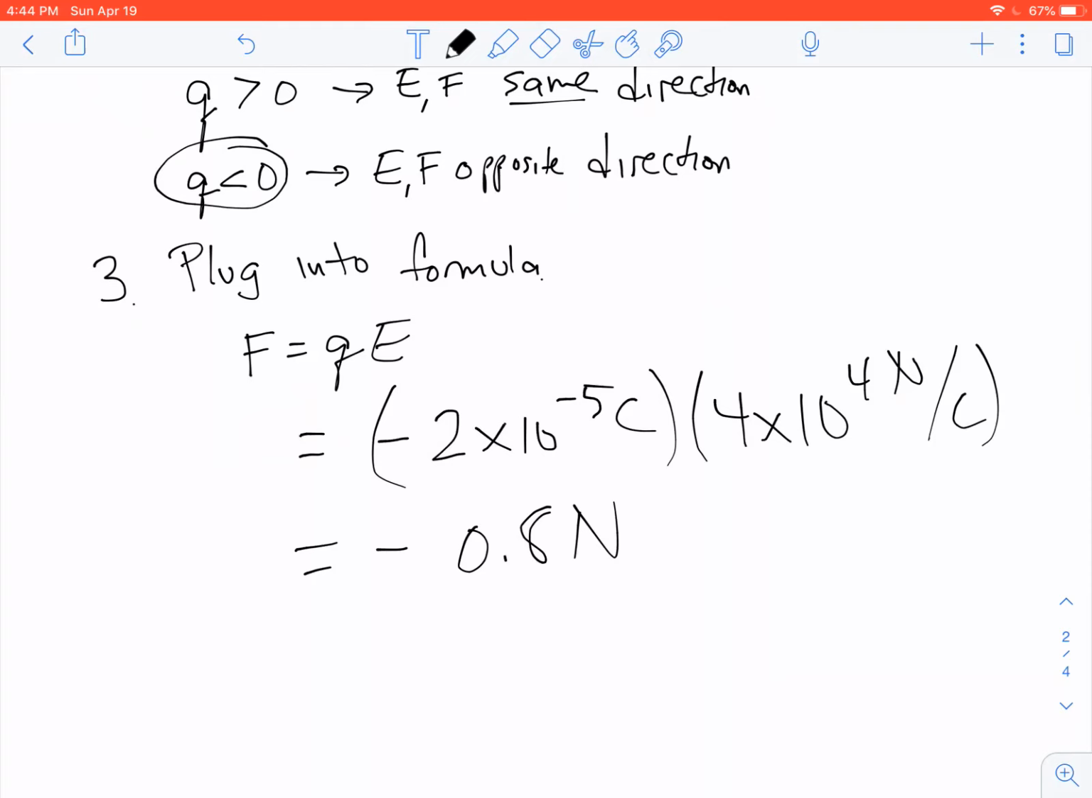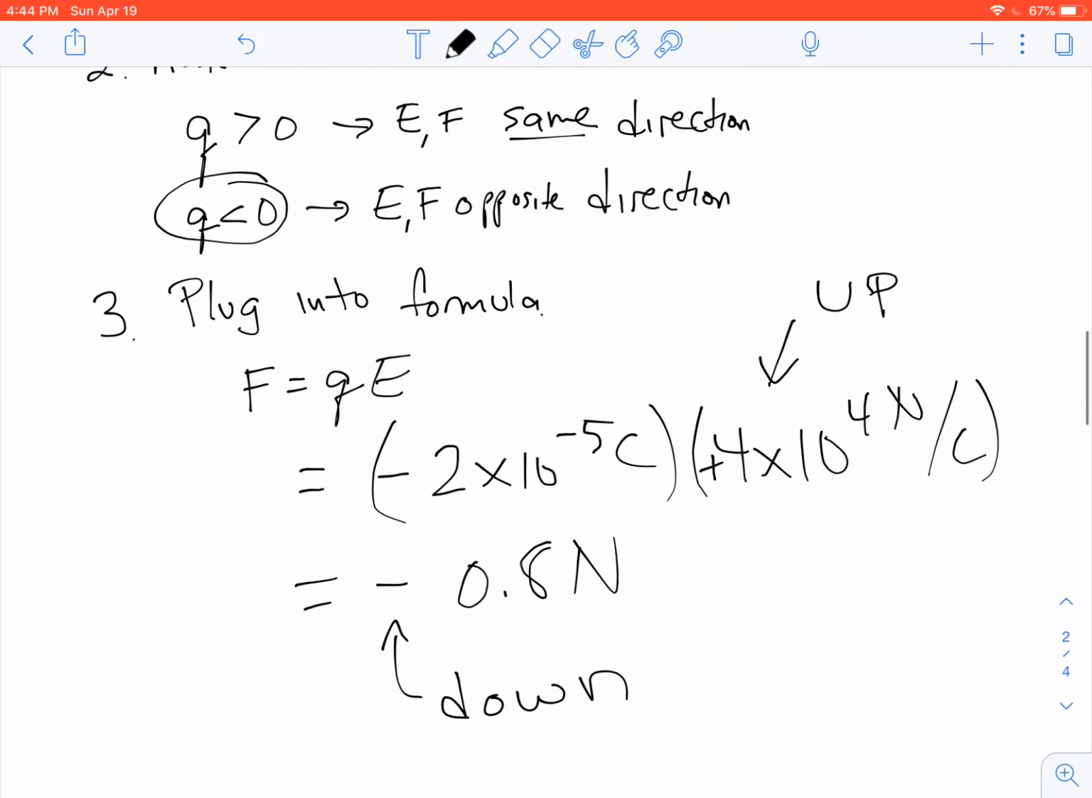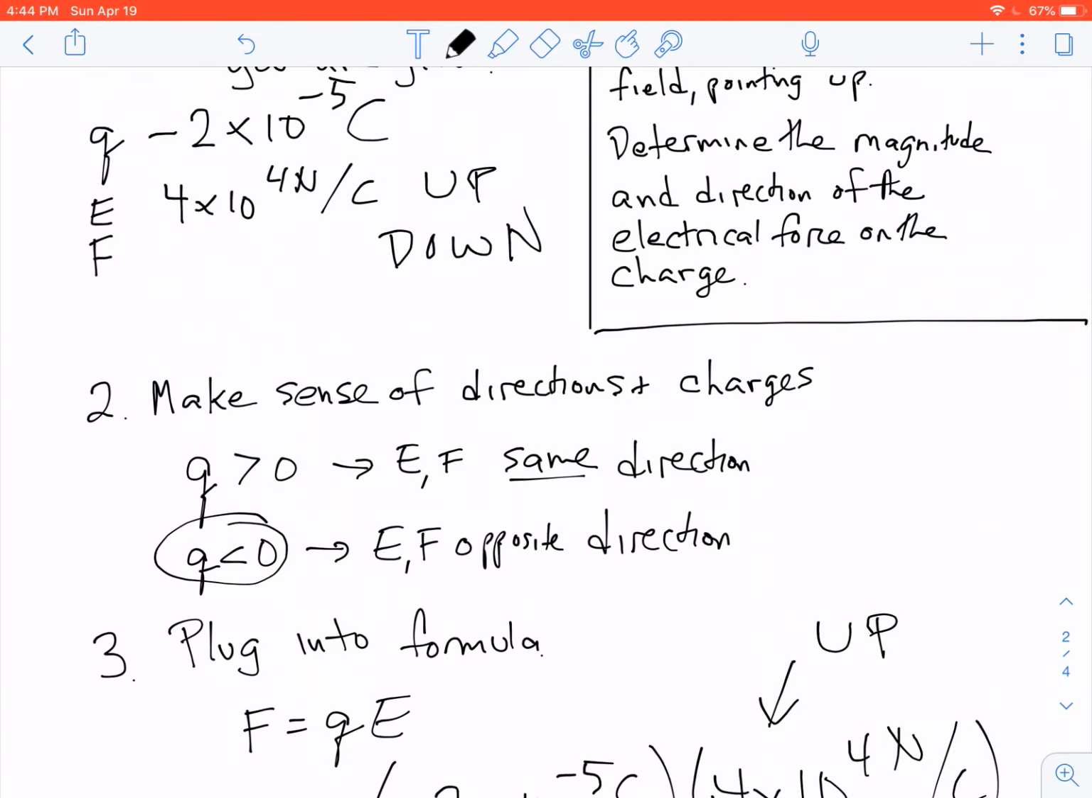Now, if you remember when we talked about vectors, we would often talk about the sign of the vector indicating the direction. Here we had our electric field was up, and we treated it as being positive. When we solve this problem, we get a negative sign, and that tells us that the force is down, which is what we expected from this point over here, that the charge was negative.